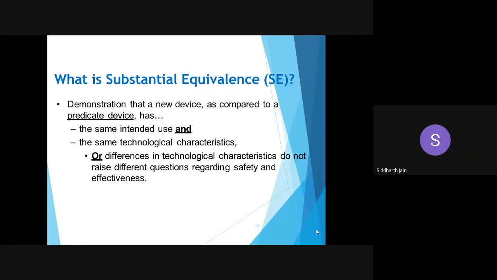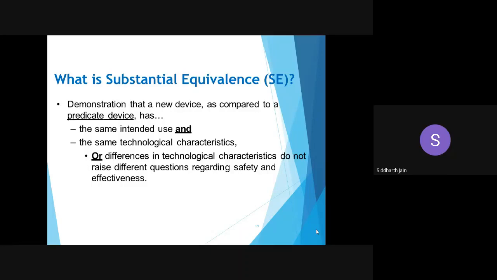One of the very important things here is what we mean by substantial equivalence. It is the demonstration that a new device, as compared to a predicate device, has the same intended use and the same technological characteristics, or differs in technological characteristics that do not raise different questions regarding safety and effectiveness. It means that you can say your product is substantially equivalent to the predicate device if you have the same intended use and the same technological characteristics.